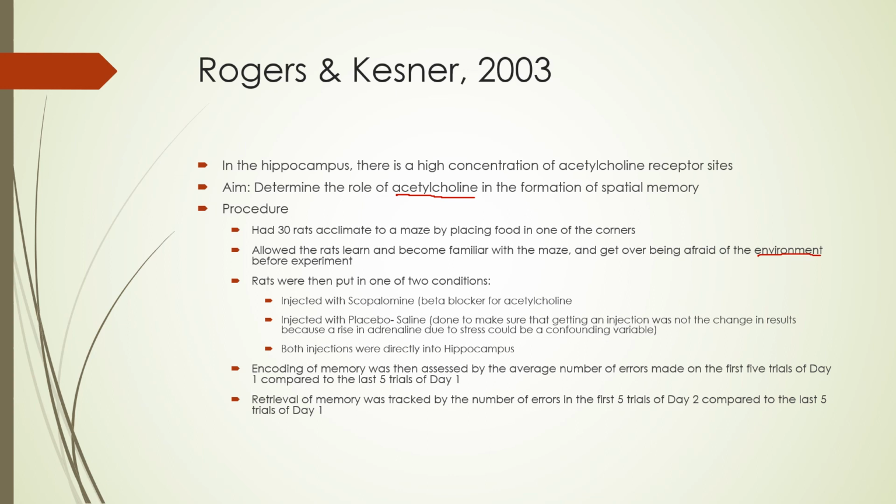And then the rats were put into one of two conditions. Either they were injected with scopolamine or they were injected with the placebo. And this is very similar to that Antonova study that we just talked about. The encoding of memory was then assessed by the average number of errors made on the first 5 trials of day 1 compared to the last 5 trials of day 1. And then the retrieval of memory was tracked by the number of errors in the first 5 trials of day 2 compared to the last 5 trials of day 1 as well. They're just operationalizing these different variables by doing that.